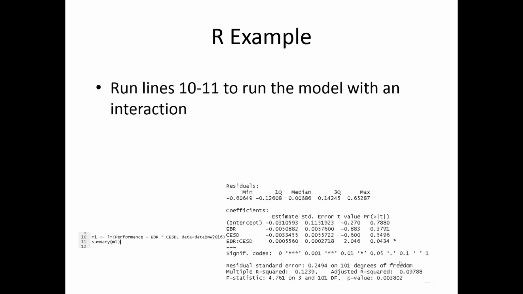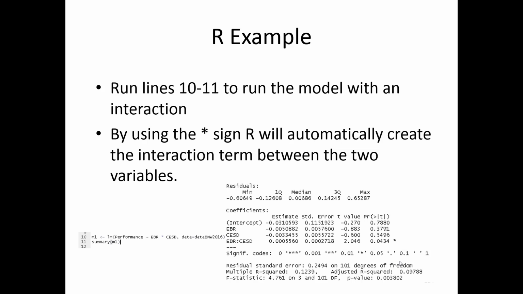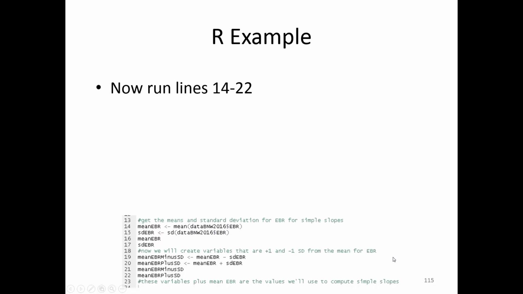All right, so run lines 10 and 11 to run the model with an interaction. By using the star sign, R is going to automatically create the interaction term between the 2 variables. That's one thing I really like about using R. We actually didn't have to create that interaction term ourselves. It knows from the linear model command to test the interaction and include the lower order terms as well. Okay, so that's kind of nice, I think. We can look at these results, and they should be the same results that we got in JASP. Okay, so 0.0434. Now run lines 14 through 22.